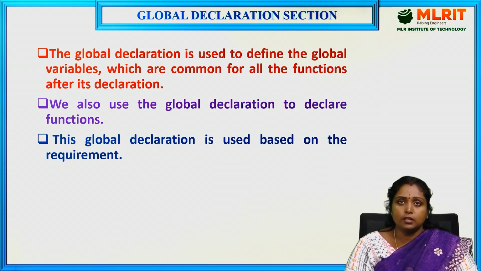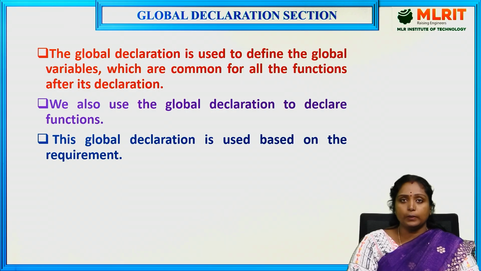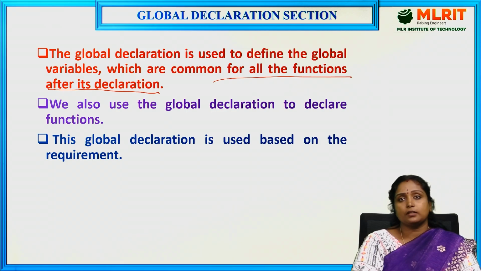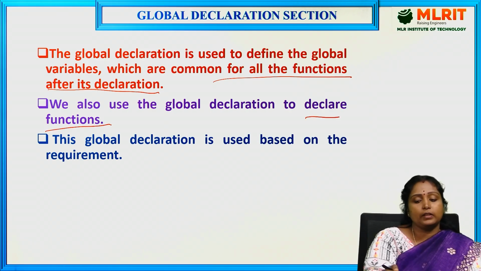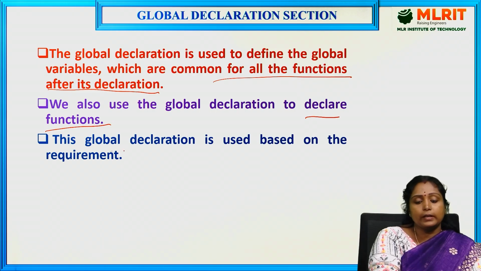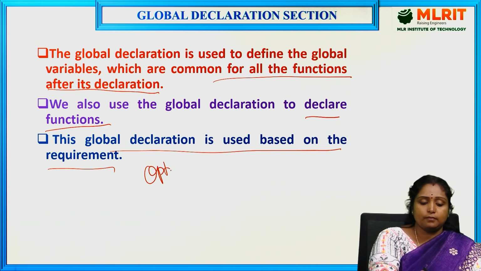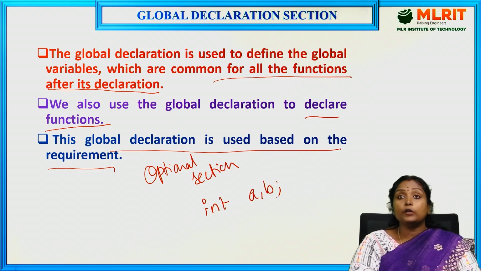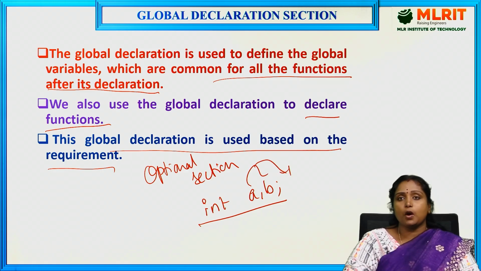Coming to the next section, the global declaration section. The global declaration section is used to define the global variables which are common to all the functions after its declaration. We can use the global declaration to declare functions as well as variables. It is used based on the requirements, so it's an optional section. If you declare int a, b in the global declaration section, here a and b can be used throughout the program.